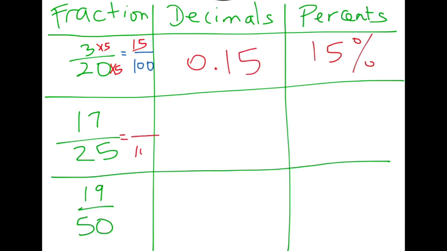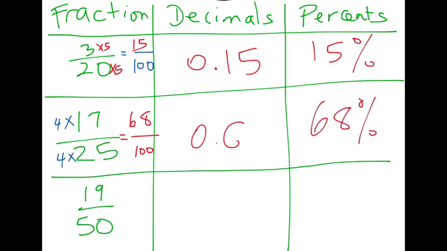The same process goes here. I want out of 100. I know that 25 times 4 is 100. So I have to multiply by 4 as well. 68. So this is 68%, 0.68.